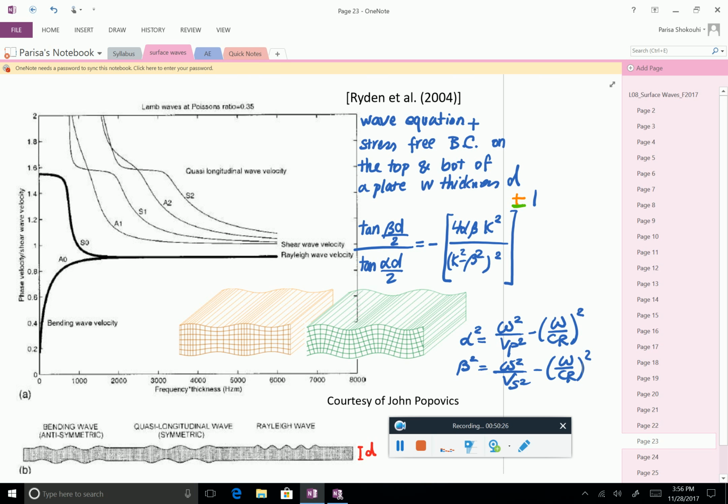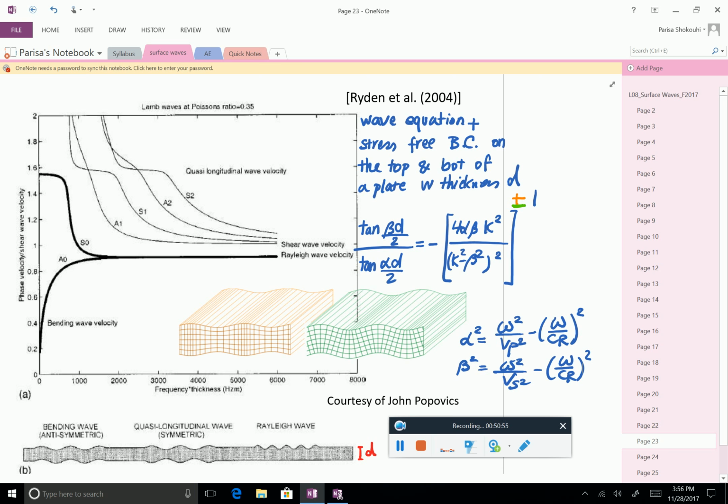It turns out that at a given frequency, let's say 2000, here it's normalized, you will have different modes. This is the fundamental antisymmetric mode, A0. This is the fundamental symmetric mode, S0. And then there is the first antisymmetric mode, A1, S1, and so on.